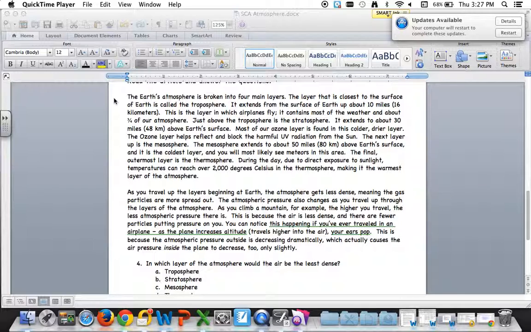As you climb a mountain, for example, the higher you travel, the less atmospheric pressure there is. This is because the air is less dense and there are fewer particles putting pressure on you. You can notice this happening if you ever travel in an airplane. As the plane increases altitude, travels higher into the air, your ears pop. This is because the atmospheric pressure outside is decreasing dramatically, which actually causes the air pressure inside the plane to decrease too, only slightly.